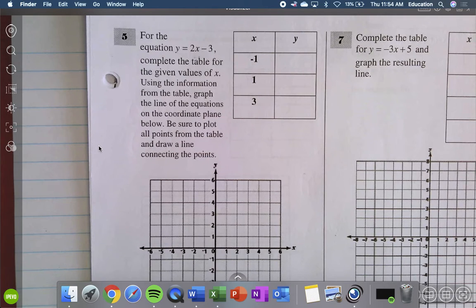So in pairs, what's the first step? To fill out the table. We need to fill out the table, or else am I just going to graph random numbers? That doesn't make sense, right? So we need to fill out the table. So you and your partner should help each other. It's called collaboration. Working together.